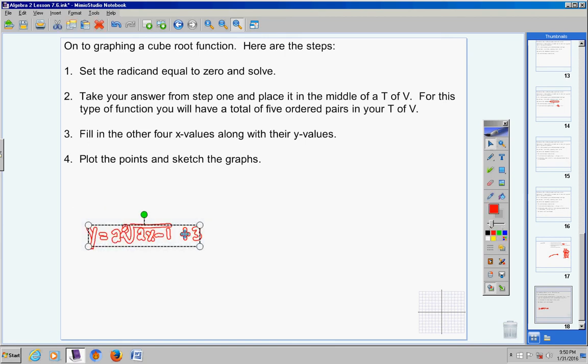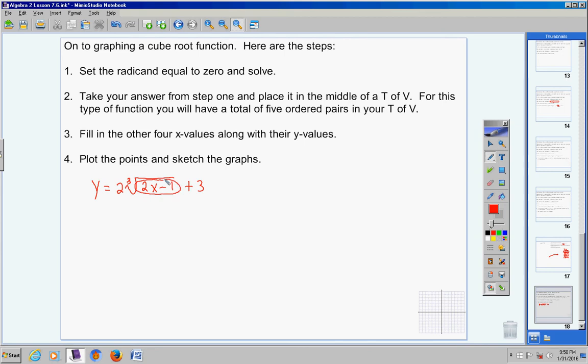So step 1, take the radicand and set it equal to 0 and solve. Well, here's my radicand. So let's set it equal to 0 and solve. Anyone can do that. There we go. Bring your 1 over and make it a positive 1. Divide both sides by 2. And look at that. There we go. 1/2. Now it says take your answer from step 1 and put it in the middle of your table of values. In the middle. So I know I'm going to have 5 ordered pairs.